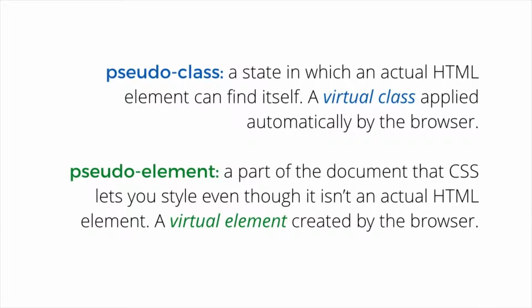All right, so here's, to boil it down for you, what you need to know to answer this question right. A pseudo class is a state in which an actual HTML element can find itself. It's like a virtual class that the browser applies to that element for you, so you can style it when it's in that state. A pseudo element is a part of the document that CSS lets you style even though it's not an HTML element. It's like a virtual element that the browser creates in the document for you so you can style it. So is it a virtual class or a virtual element? That's what you should be thinking to tell these apart.